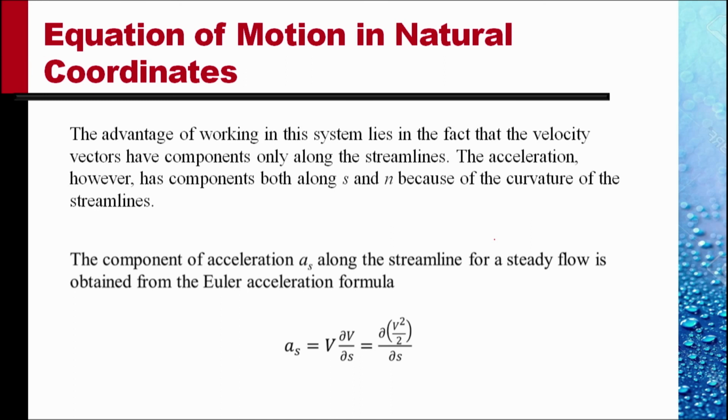The acceleration, however, has components both along the S and the N direction because of the curvature of the streamlines. Since the streamlines are curving, the velocity vector is changing direction, and that would require a normal component of acceleration. The local acceleration is 0 because the flow is steady. So acceleration along the streamwise direction is V dV by dS, which can be written as d of V square by 2 divided by dS.